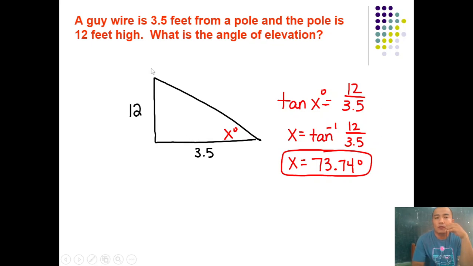Feet yung pole, tapos ito yung guide wire, 3.5 feet away from the pole. Since the opposite side and adjacent side are given, we're going to use the tangent function. Tangent x equals 12 over 3.5. Shift tangent 12 over 3.5 is 73.74 degrees using your scientific calculator.